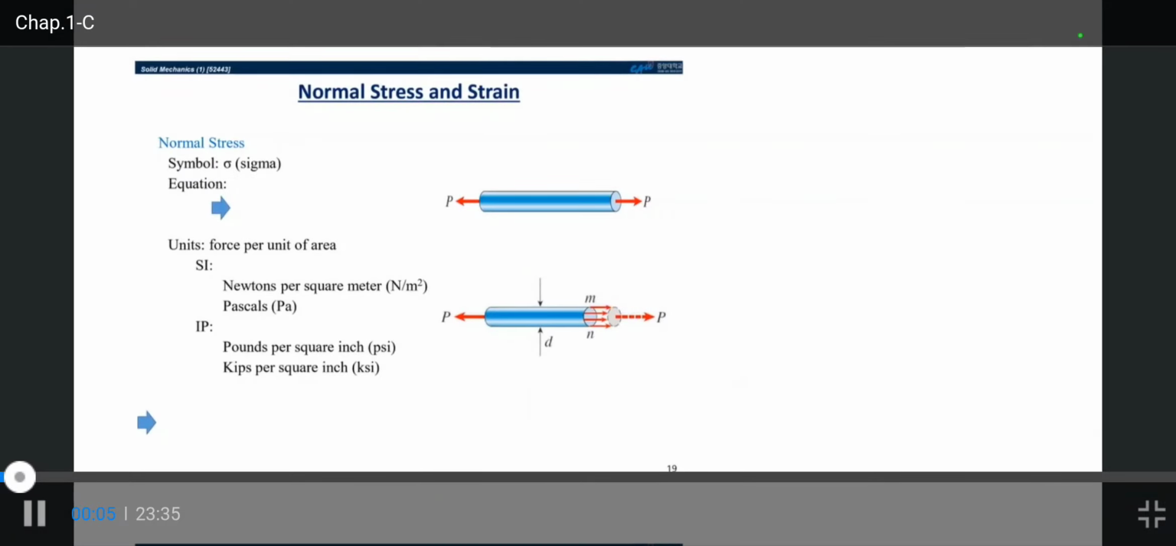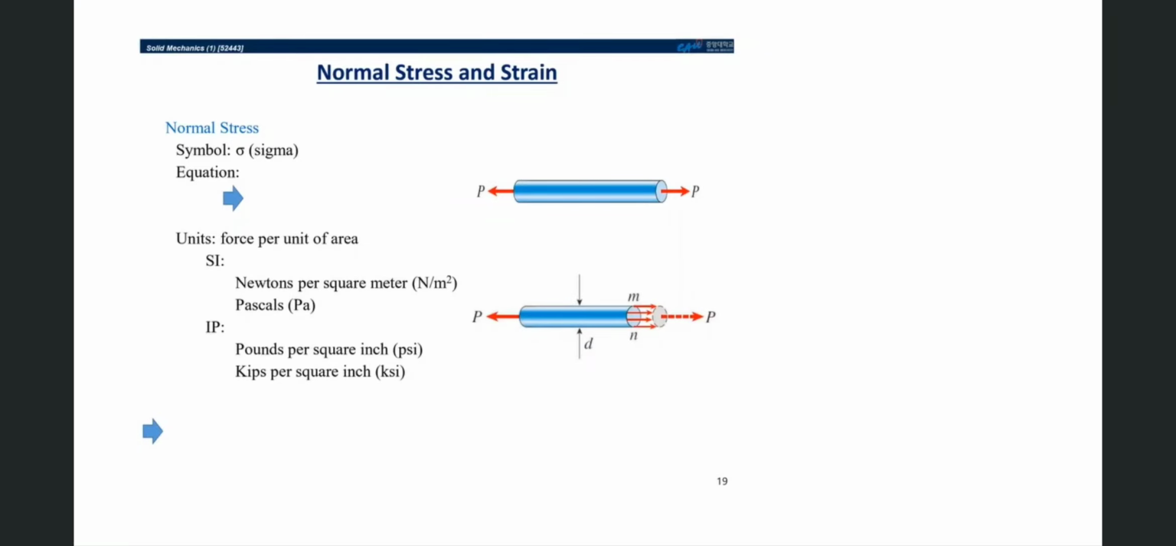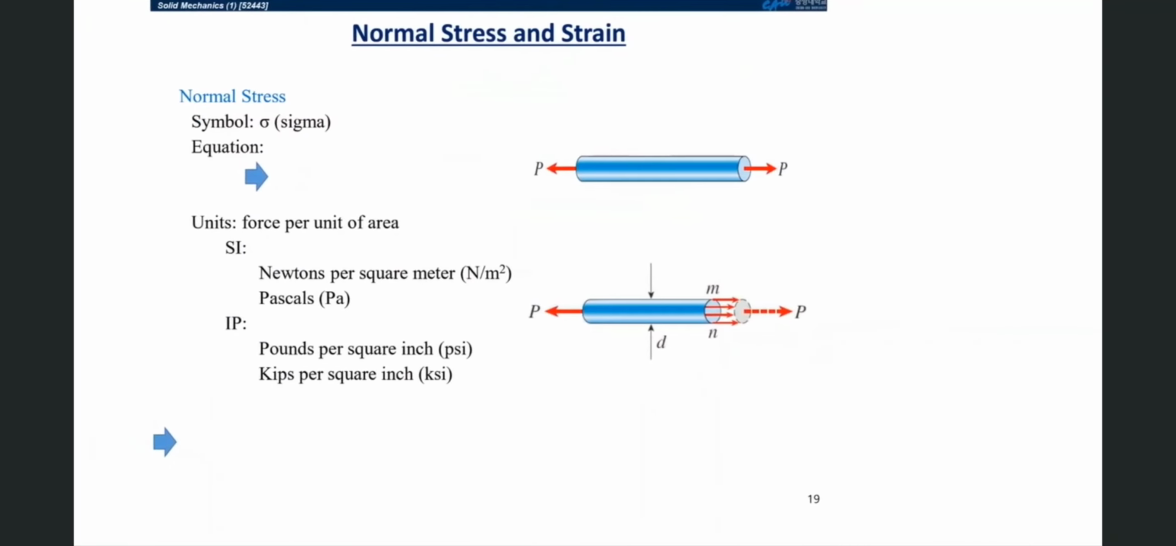This is chapter 1, and in this video clip we will discuss a very important and fundamental concept of solid mechanics, which is normal stress and strain. I already told you the symbol of the stress, which we call sigma, and the equation of the stress, sigma, is equal to P over A.